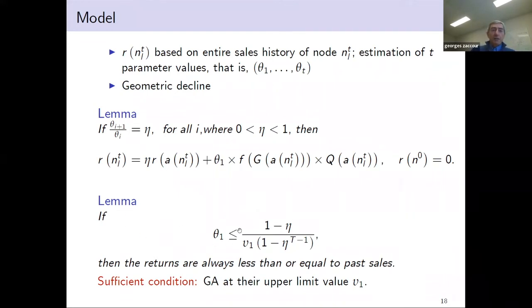If θ1 is less than or equal to this ratio, we can guarantee that the returns are always less than or equal to past sales, because we don't want to have more returns than the number of units that we sold in the past. Note that this is a sufficient condition. It means here we are assuming that the manufacturer is investing in green activities at its upper limit, at infinite value. So the bound here is very, very far from being tight.